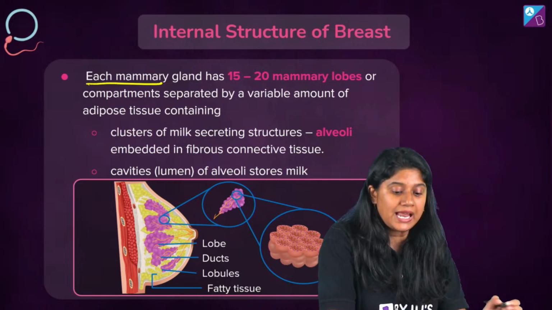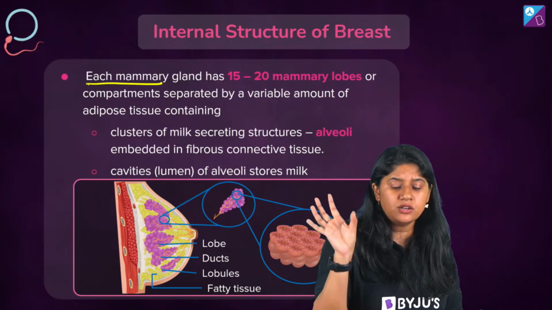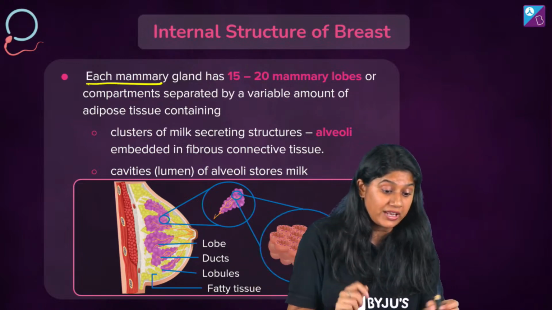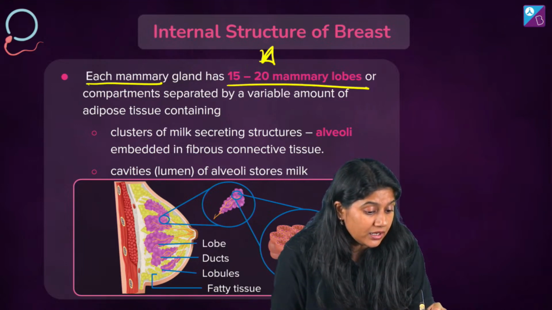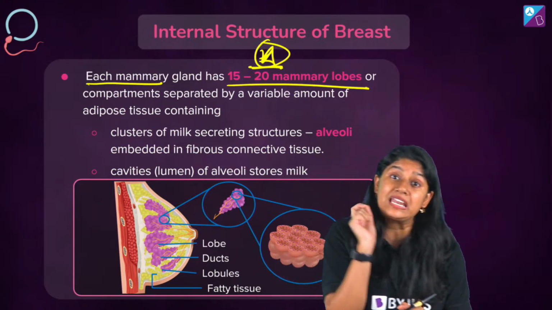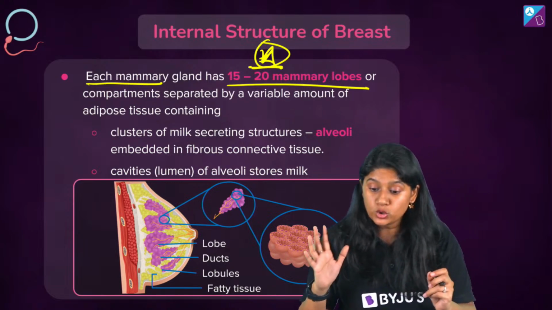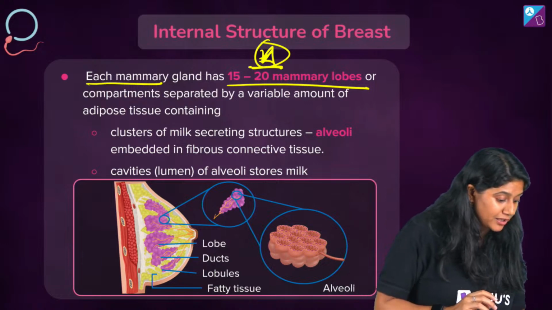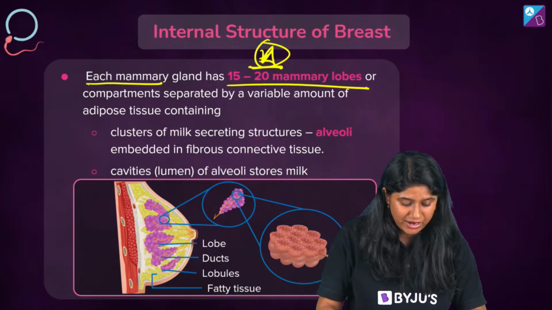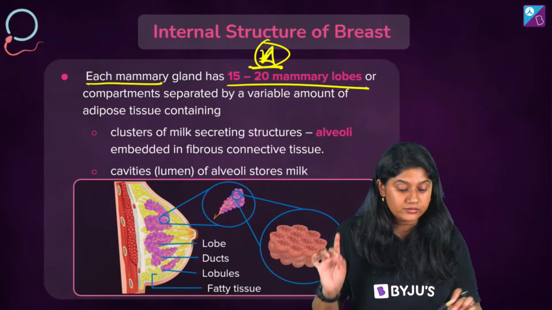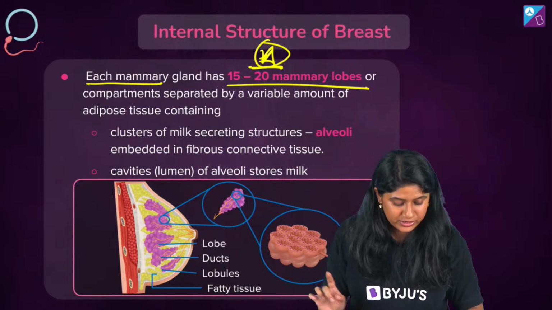Each mammary gland has about 15 to 20 lobes. This is very, very important. Take a note of it, everyone. Each mammary gland has 15 to 20 compartments altogether, right? This is very, very crucial. Now, there's one important thing, everyone, about this.